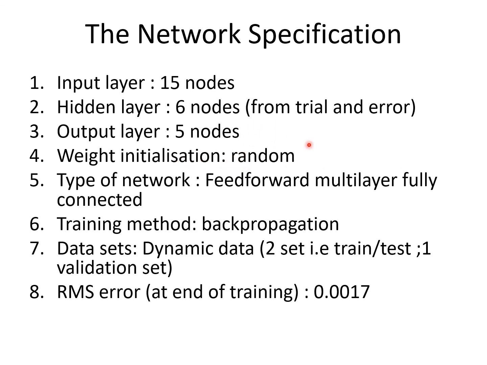And the weight initialization is basically randomized, and then the feed-forward multi-layer fully connected system, the backpropagation training, the data set, one for training, one for testing, and one for validation, and then the error we use to end the training, 0.0017. When do we stop the training? When it reaches this error.